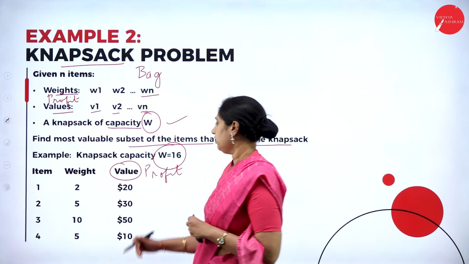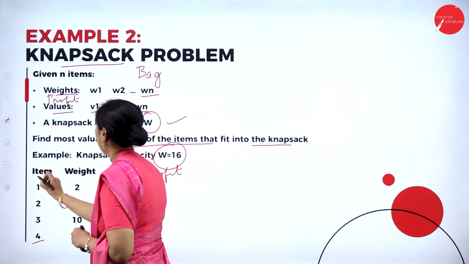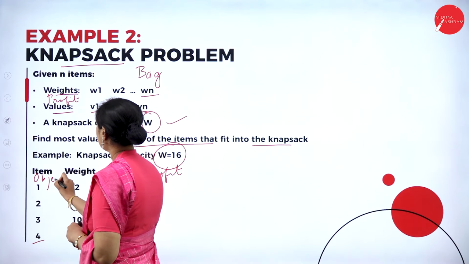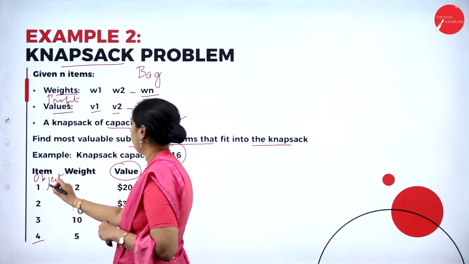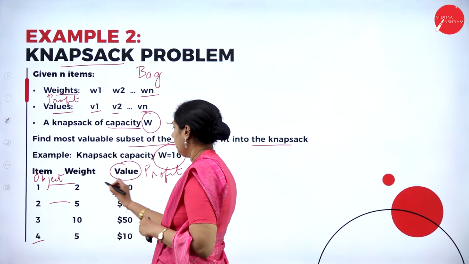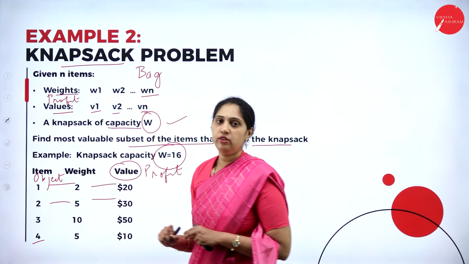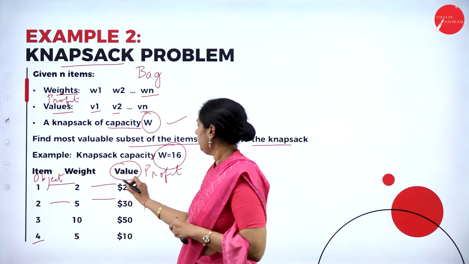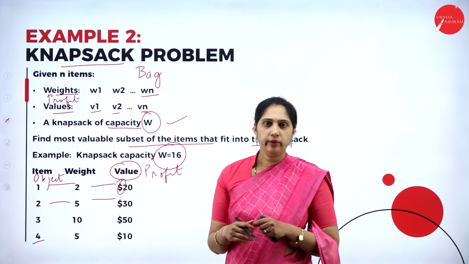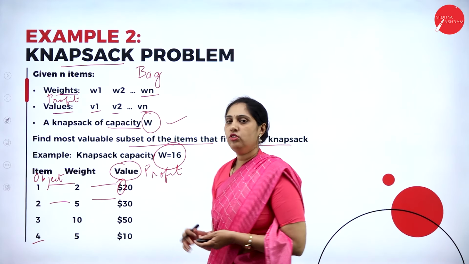So how many items are there? 4 items, or you can say objects. What is the weight given? For item 1 it is 2, for item 2 it is 5. The values, that is the profit, are given in dollars. You can give only 20 also. So how to solve this?